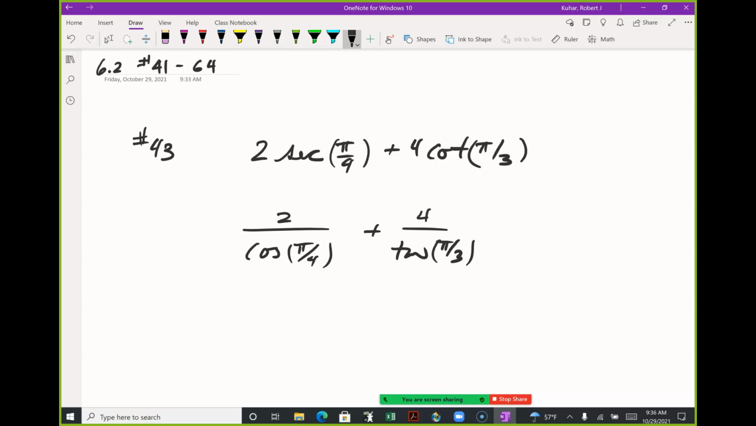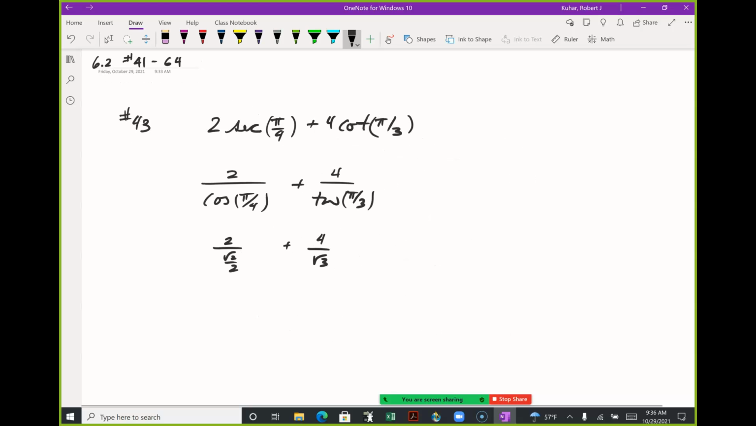So I've got cosine of pi over 4, right? It's rad 2 over 2. And I've got tangent of pi over 3. That's just rad 3, right? And I want to simplify this. I'm always going to try and have a single fraction as an answer if I can. So this will give me what? 4 over rad 2 plus 4 over rad 3, right?